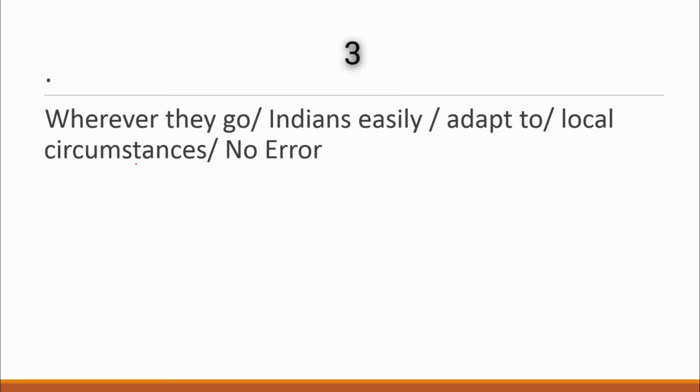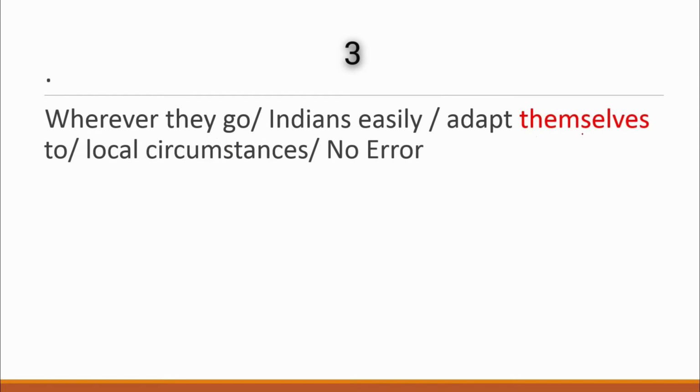The next sentence is, wherever they go, Indians easily adapt to local circumstances. Now here, where's the error? Wherever they go, Indians easily adapt to local circumstances. Even here, to find the error is a little tricky, but there are certain exceptions. Now there are certain words which will always carry a reflexive pronoun with them. Words like adapt or avail will always carry a reflexive pronoun with them. And thus, the right sentence would be, wherever they go, Indians easily adapt themselves to local circumstances.